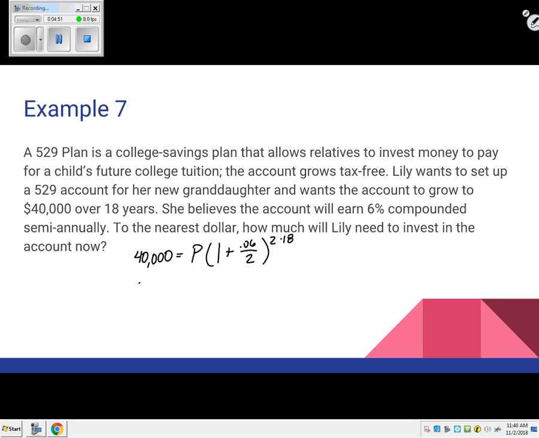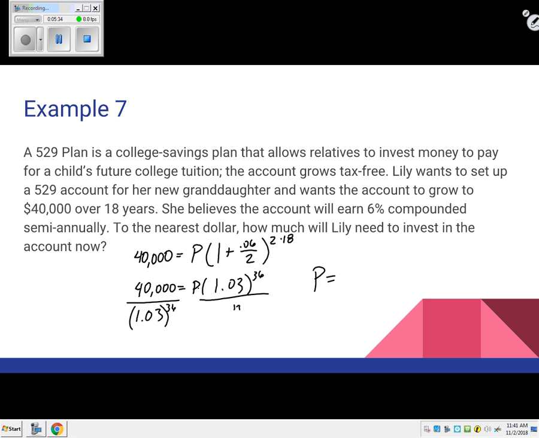So, a little bit of work to do now. When you start messing with people's money, they get particular with it as far as the rounding goes. If you round the wrong way, I'm pretty sure your boss is going to get particular with it. So I'm going to wait and do all my calculator work at the end. P times this 1.03 to the 36th power. To undo that, I'm going to divide by 1.03 to the 36th power. That should tell me the amount of money that Lily needs to put in.